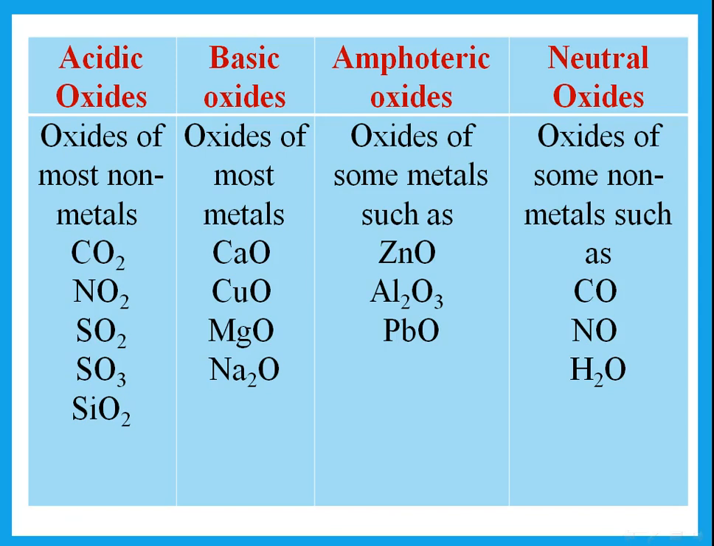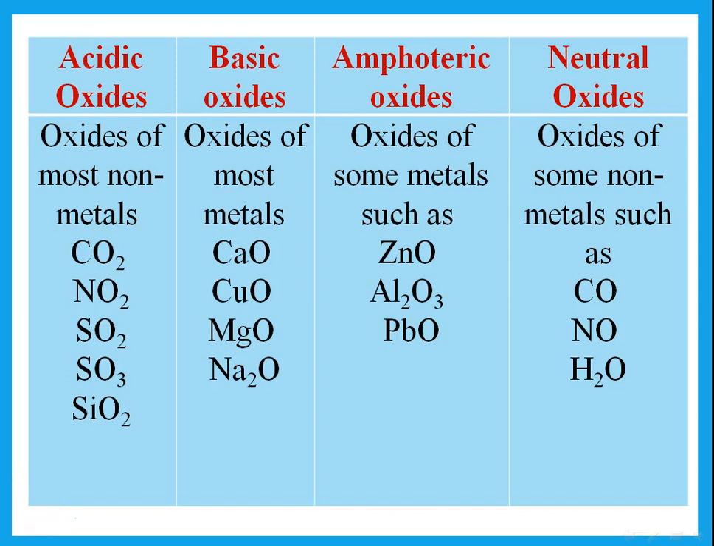These are neutral. Okay, what about the basic? Which ones are basic? Oxides of most metals are basic. So calcium oxide, copper oxide, magnesium oxide, sodium oxide, all of these are basic. Basic means if they dissolve in water, they will form hydroxide ions. But there are some exceptions. Some are not basic, they are amphoteric.